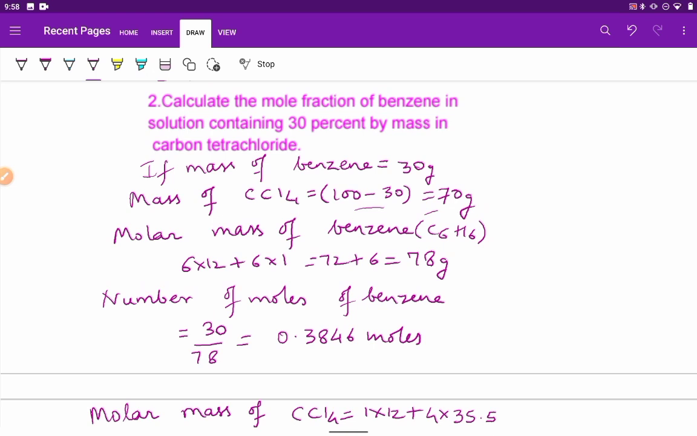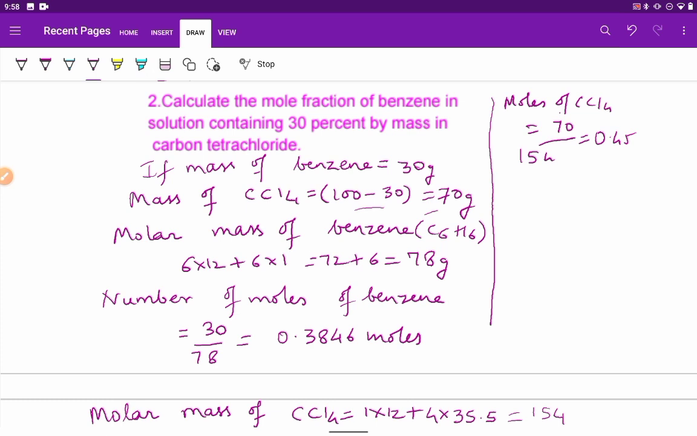For CCl4, first we need to calculate molar mass of CCl4. Molar mass of CCl4 will be 1 into 12 plus 4 into 35.5. That is 12 plus 142. On calculation we get 154. Next we calculate number of moles of CCl4. Moles of CCl4 will be 70, because that is the mass, divided by 154. So that is 0.4545 on calculation. So this is the number of moles of CCl4.